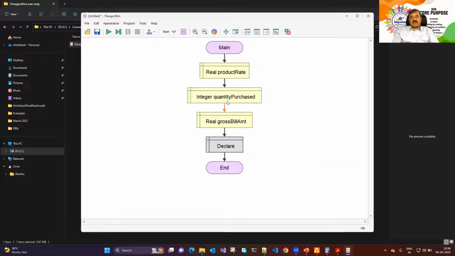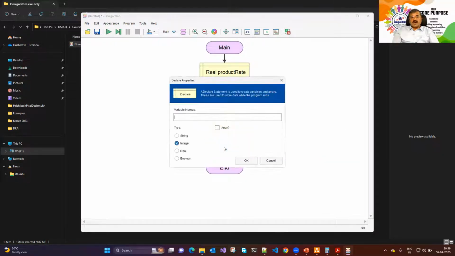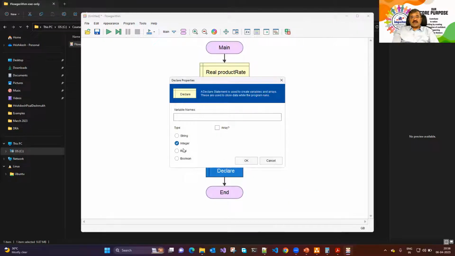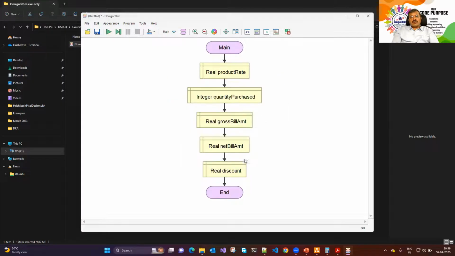I need one more variable. So I have product rate, quantity purchased, gross bill amount. I also have net bill amount. I say it's a real number. So I have created one more variable called net bill amount. I also need discount. So I declare one more variable saying discount, and that could also be a real number. So I have declared all the variables that I need. So these are all the variables that we need.